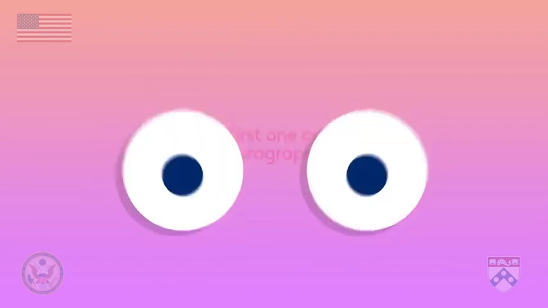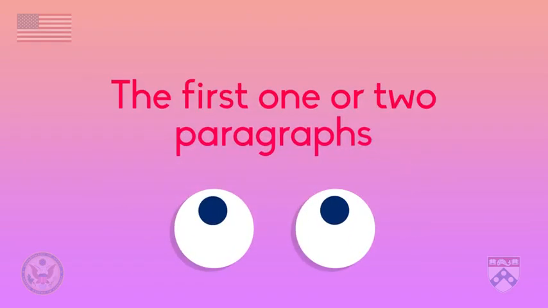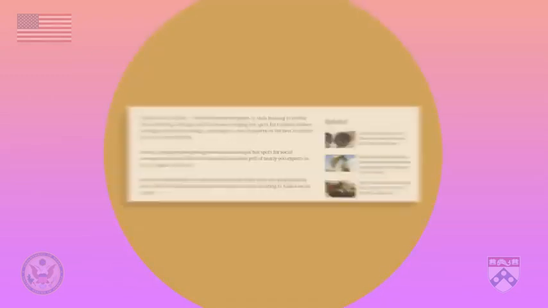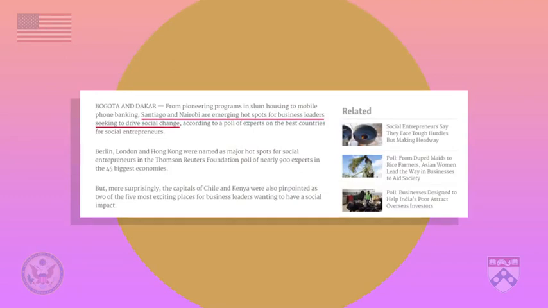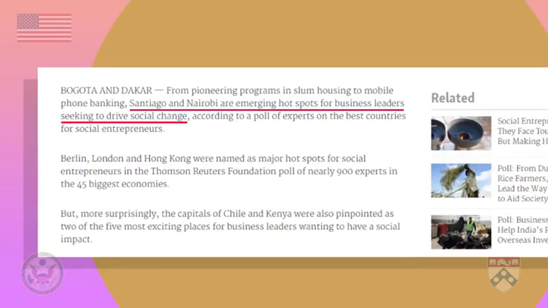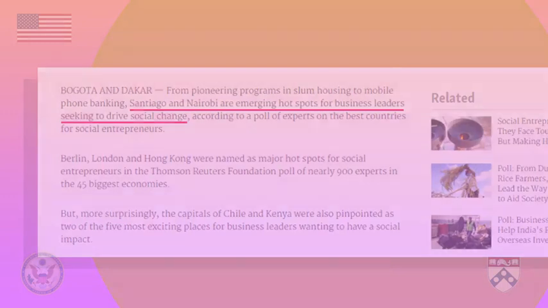After the title, we should pay attention to the first one or two paragraphs. In most media messages, we can find a sentence here that tells us about the main idea. In the first paragraph, we see this phrase, Santiago and Nairobi are emerging as hotspots for business leaders seeking to drive social change. This is similar to what we saw in the title. For the rest of the text, let's look just at the first sentence in each paragraph. Writers often introduce the main idea of each paragraph in the first sentence.